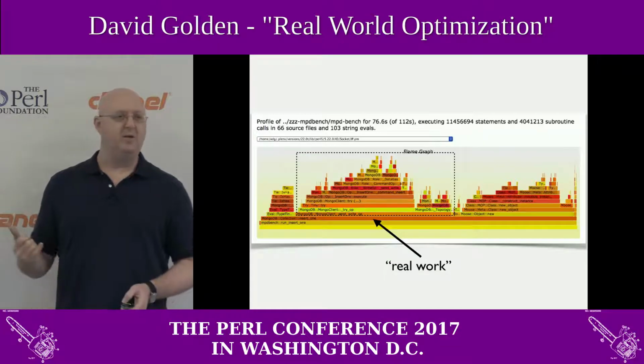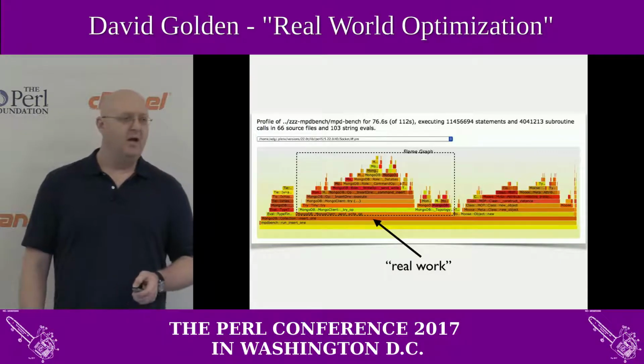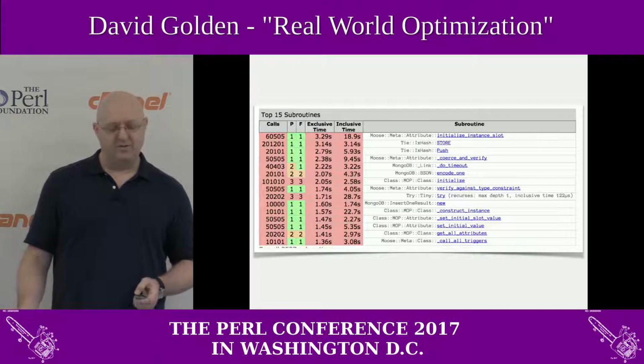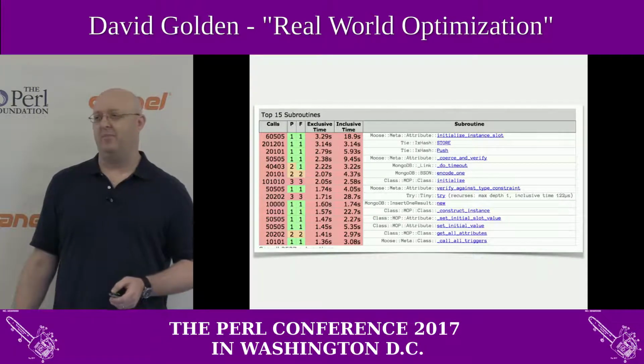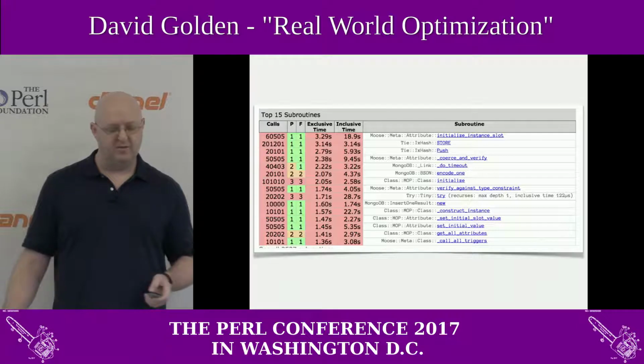So this chunk in the middle is the part that's actually the insert 1 and is the real work. And it'd be really nice if I could get rid of a lot of the rest of it and focus on this. The next view I like to look at after the flame graphs is the profiler's listing of the top subroutines. People may be familiar with this view.